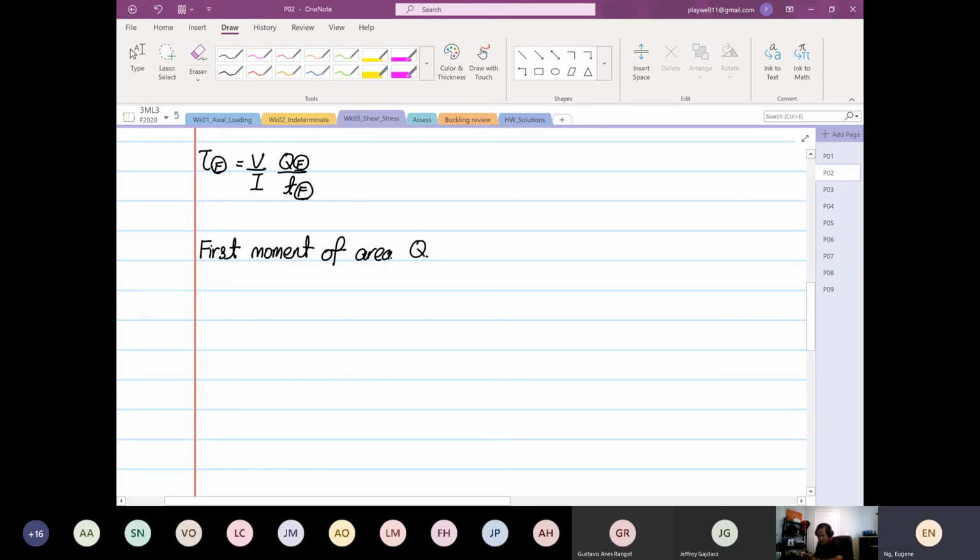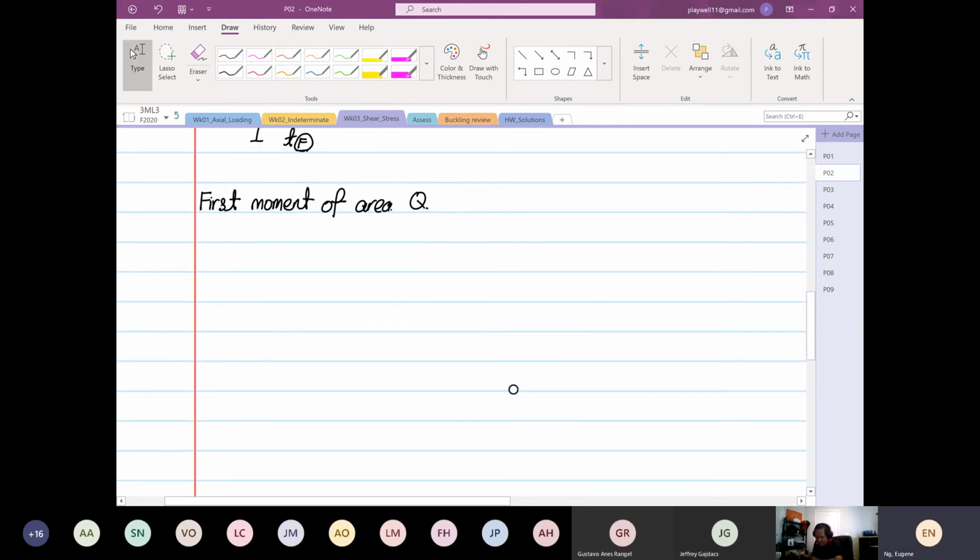Okay, let's deal with first moment of area Q. So the formula for first moment of area is Q is equal to A y bar. Okay, so this is the formula for first moment of area, which you all have to remember. Right, so A is known as the defined area, and this is in meter squared.